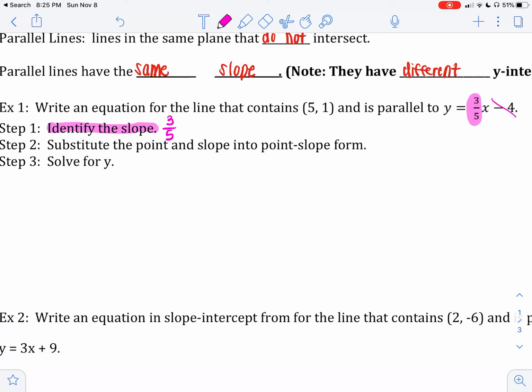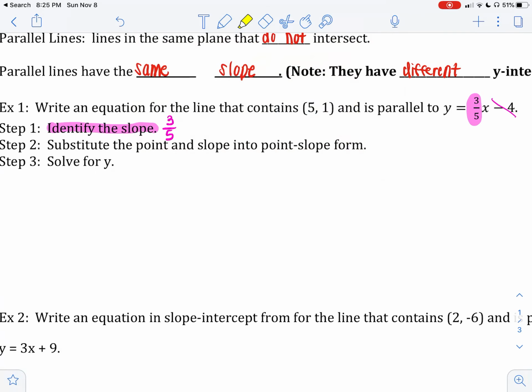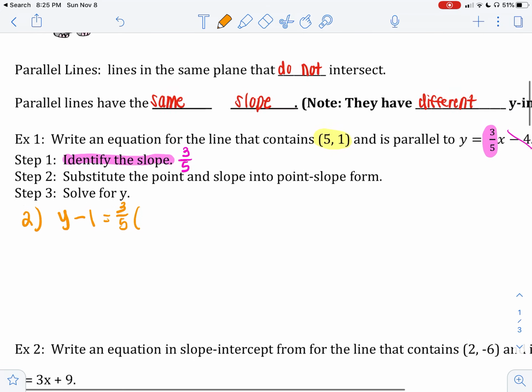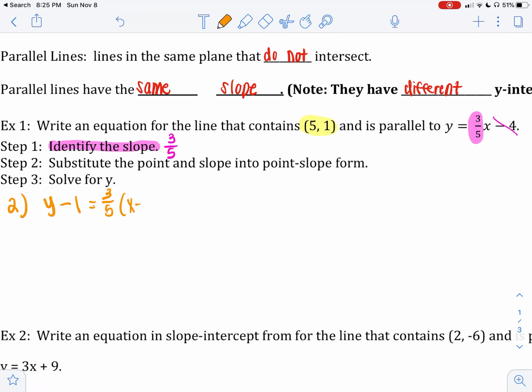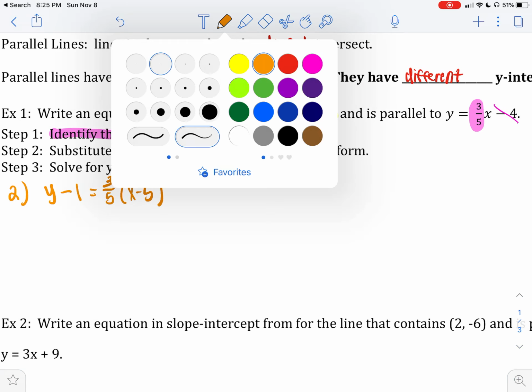We want to substitute the point and the slope into point-slope form. Our point is (5, 1), our slope is 3/5. So step 2, point-slope form: y minus our y value equals our slope times x minus our x value, which is 5. Now we're in point-slope form. We want to get to slope-intercept form, so we need to solve for y for our third step.